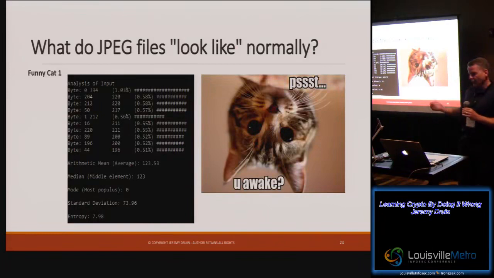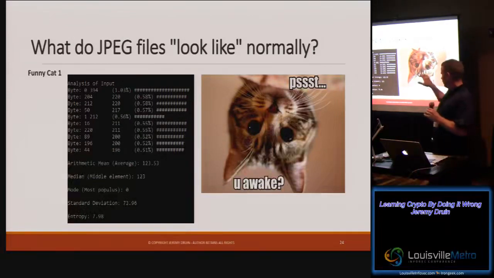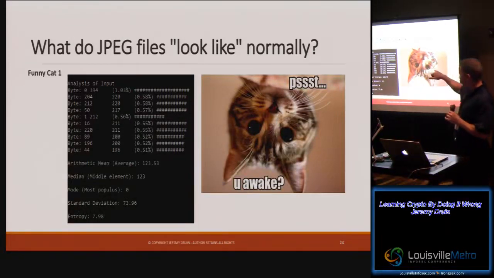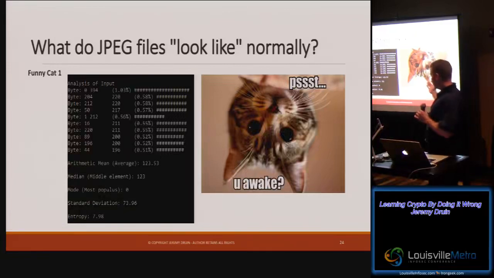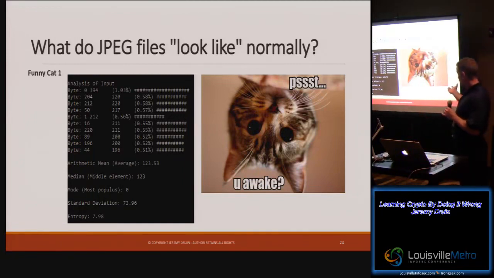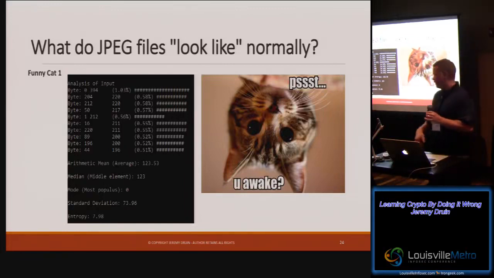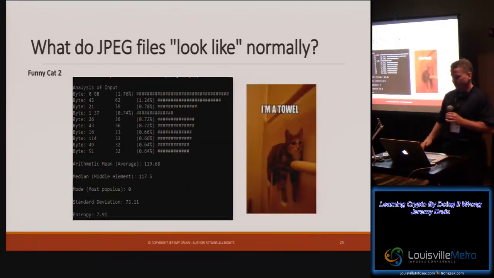So the first thing we did is start with FunnyCat1 and just ran some stats. Now, the first thing I wanted you to notice is that byte 0 is by far the dominant byte. 394 occurrences in this particular file, and second place is only 220 occurrences of byte 204. So it's really a distant second, right? It's not even close. The other statistical measures were pretty average, and so they weren't super helpful, but the mode, the most populous, was, of course, byte 0.